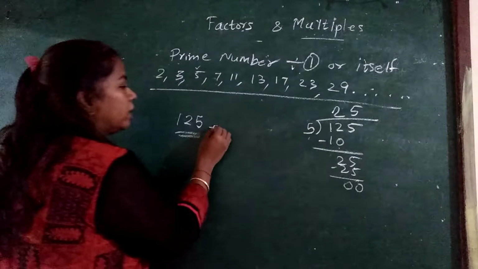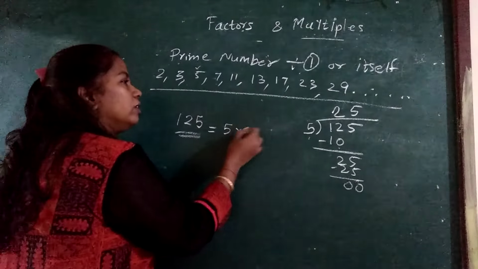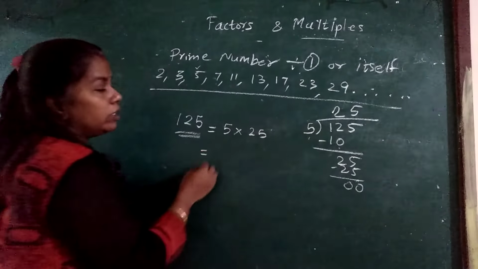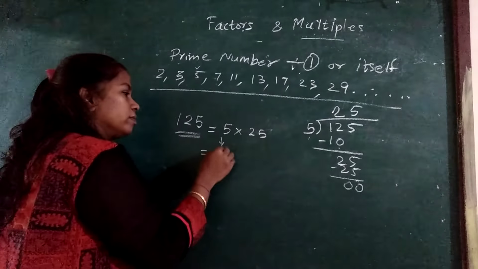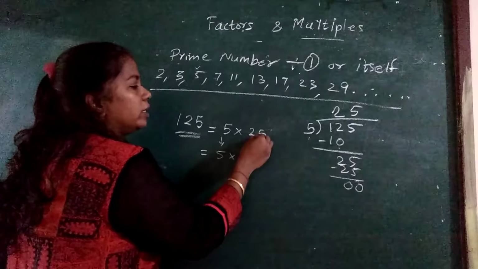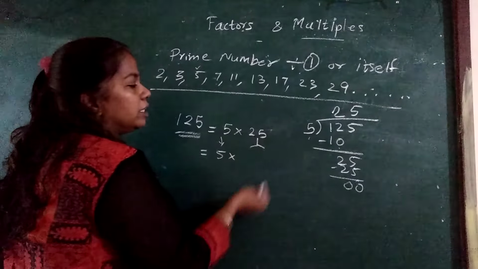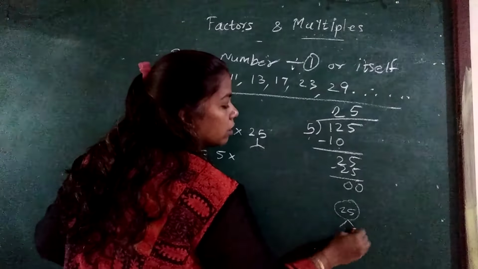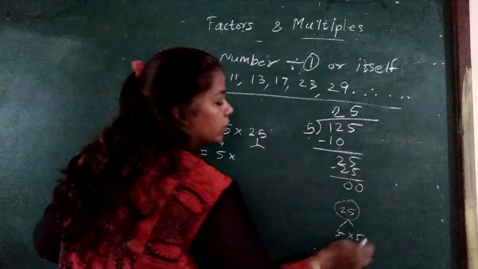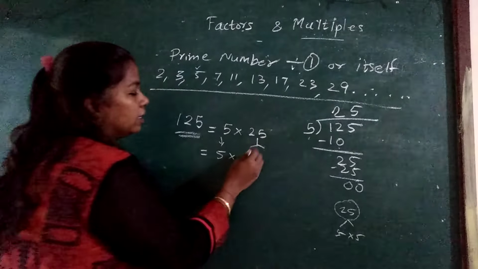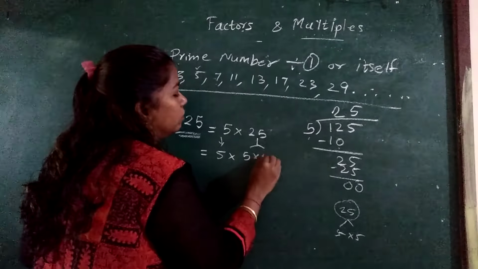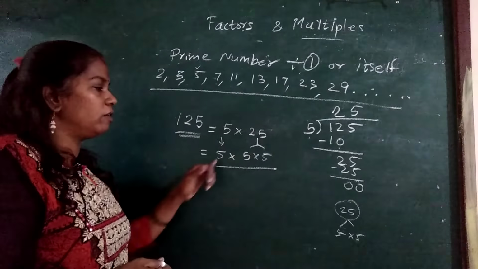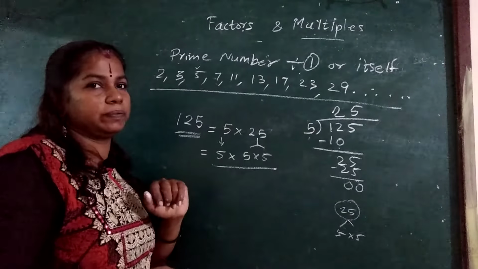Okay. 125 means 5 into how much? 25. What will I do? I will bring this 5 down. This 25 can be split into what? 25 is what? 5 into 5. Right? 5 fives are 25. Then 5 into 5. So the factors of 125 are 5 into 5 into 5.